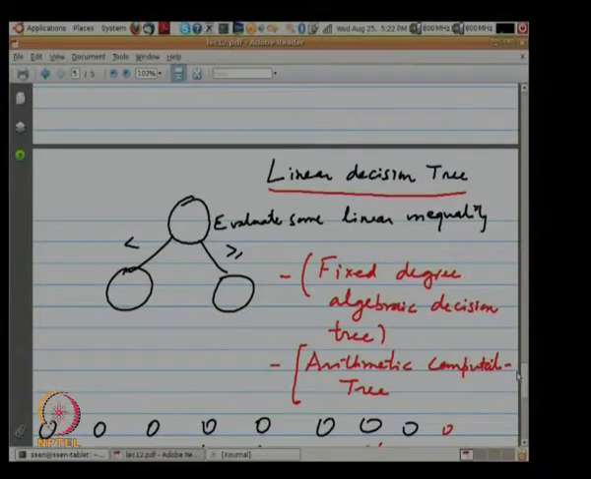So, right now my primitives are linear inequalities. Linear inequality, is it greater than or equal to 0, or strictly less than 0? So, basically at any node of this decision tree, we are evaluating this and moving left or right depending on whether the answer is yes or no. Now, these kind of decision tree models have one important property.